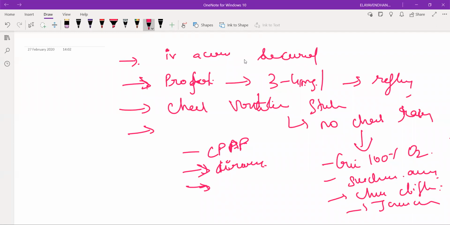Nasal prongs, oxygenation. No. Okay, you have given 100% oxygen. You have suctioned the airway. You have given jaw thrust. You are giving CPAP. It is not opening up. You have put in an airway. It is not opening up. What is next? Chest compressions.